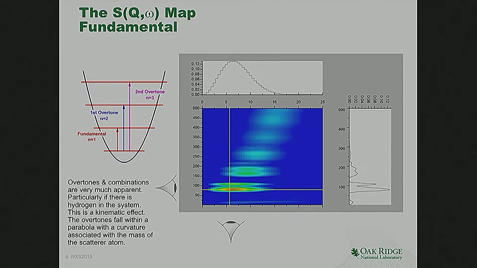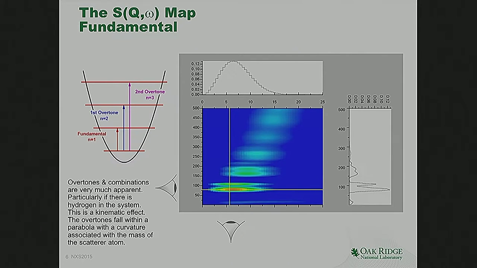So if you have a harmonic oscillator, as I said before, with the neutron, and this is mainly because the neutron has a mass, the neutron will not only excite very efficiently the first, but it will also excite the second, the third, and so forth, all the higher tones.